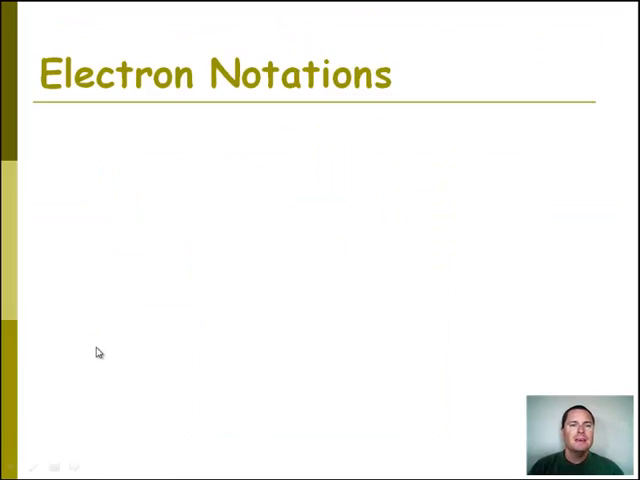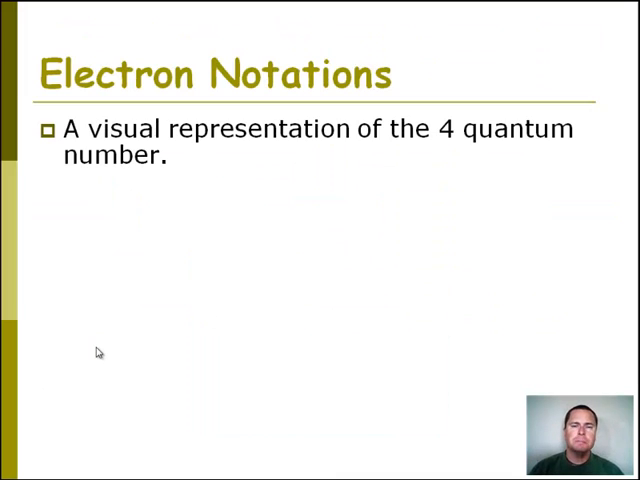Electron notation is simply a visual representation of the 4 quantum numbers. Basically, it's a picture. We're going to draw a picture representing the 4 quantum numbers. Sometimes you'll hear it called orbital notation.